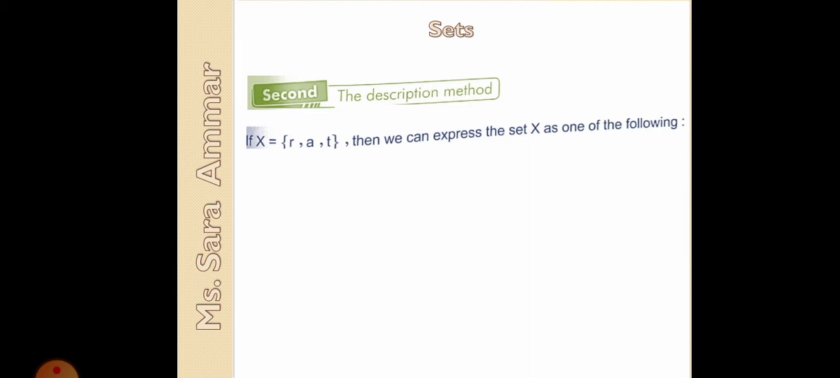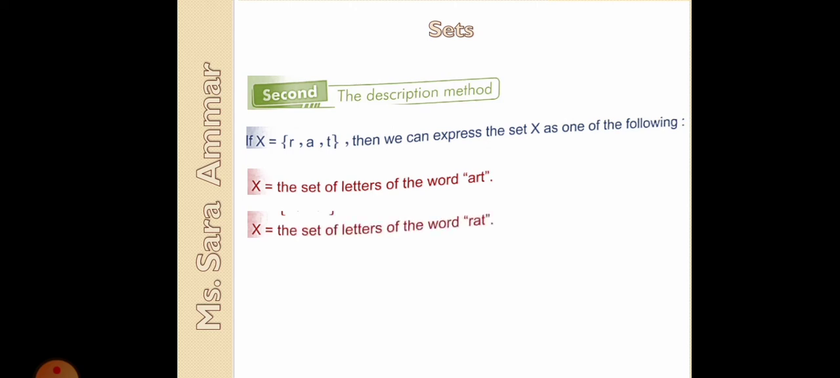What can you see here? These elements are what? Are these numbers? Fruits? What are they? Yes, these are letters. So we have R, we have A, we have T. So we can see that X is a set that contains letters, and from these letters we can form a word. Any word you can form that makes sense, like the word rat, or X equals the set of letters of the word art. Someone else formed the word rat, so X equals the set of the letters of the word rat.